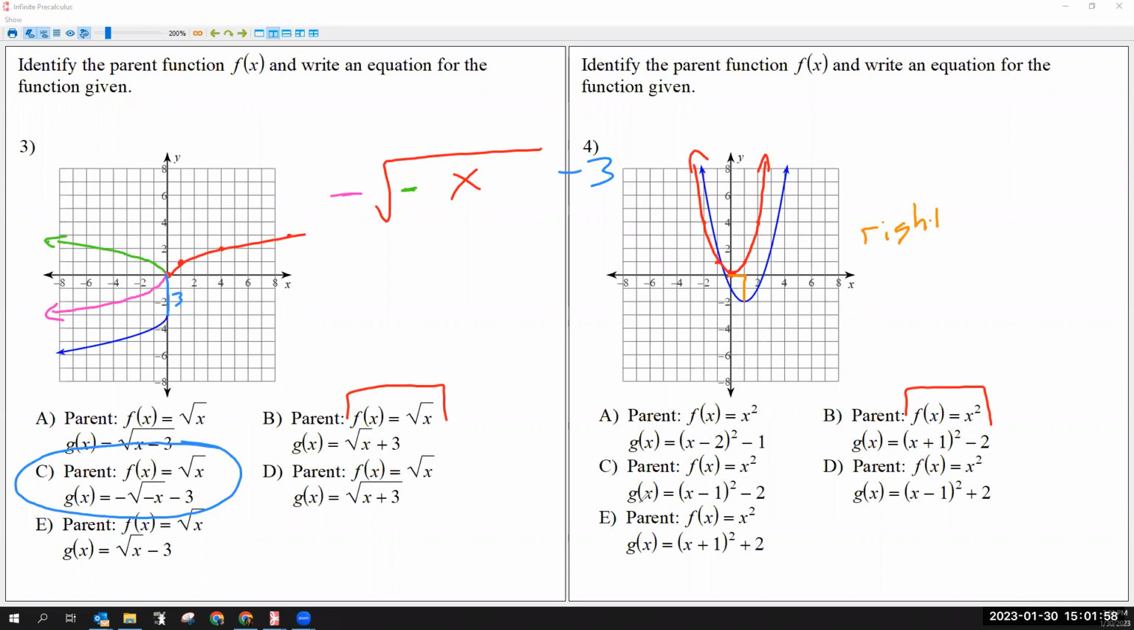Right 1, remember, that's going to be inside, and it's going to be backwards. So I should see x minus 1 inside. But that down 2, I should see a minus 2 on the outside. So down 2, a minus 2. Well, C is the one that had both of those together on the same one. So there we go.